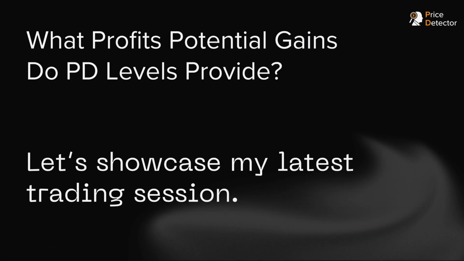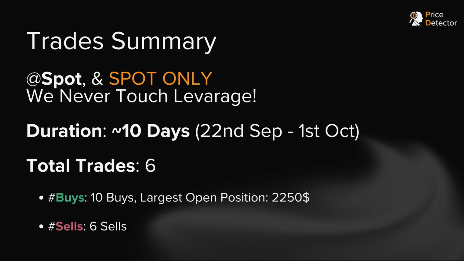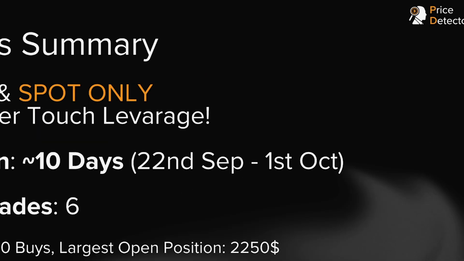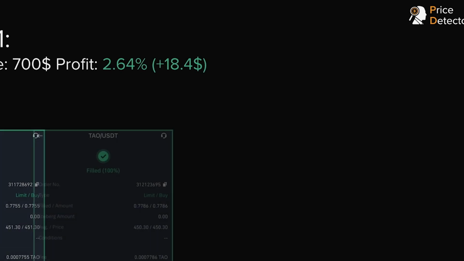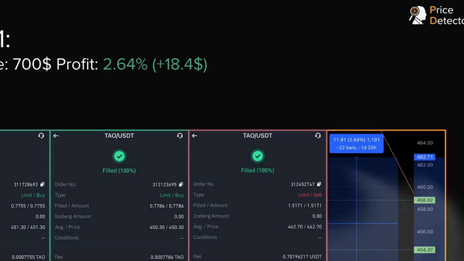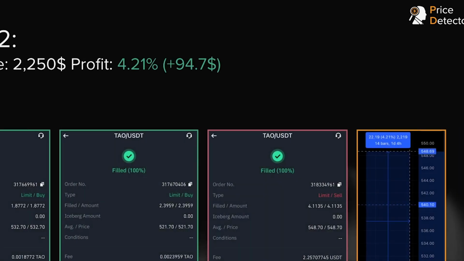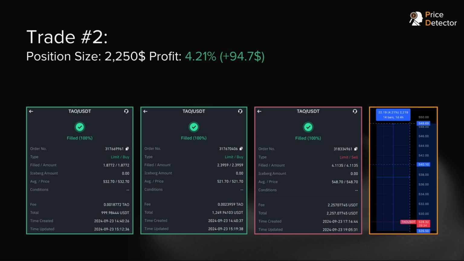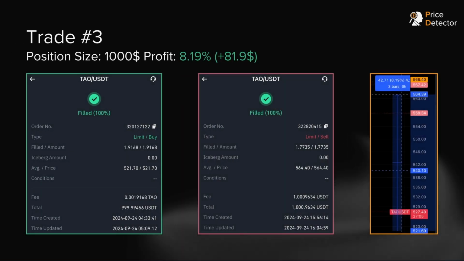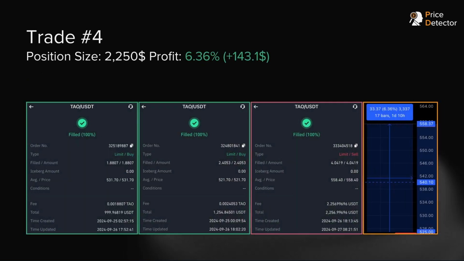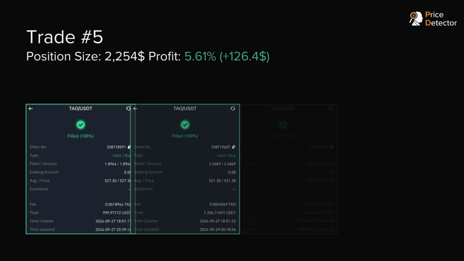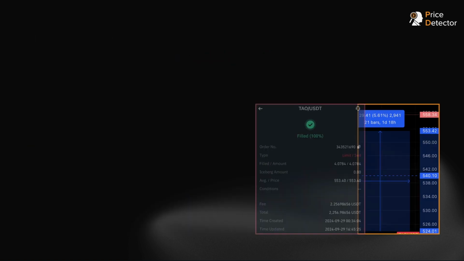I'd like to take you through just a trading summary of mine that was done in 10 days for a total of 6 trades. It was 10 buys and 6 sells, and I specifically focused on Tau. So the first trade was around a 2.64 profit. The second trade was around a 4.2 profit, around just $95, and that was just in under a day. The third trade was around 6 hours for an 8% profit, that was $81. And the fourth trade of just under 2 days, a day and a half, of around $143 profit. A fifth trade, and lastly a last trade.